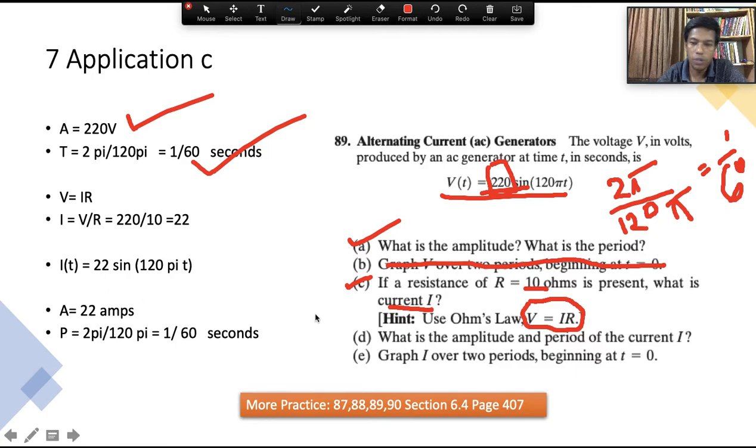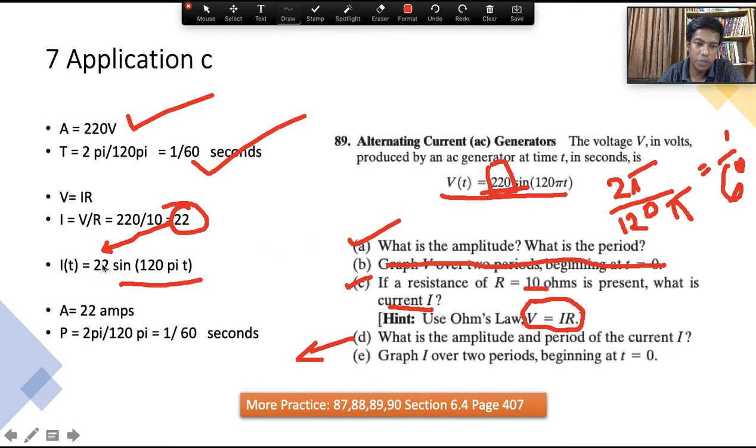Then they ask, what is the amplitude and period of the current I? This is a new function. So we just write the function first: it equals 22, this is the new value, then sine 120 pi t. Everything else is the same, just only this value came new, and everything else is the same as the question.